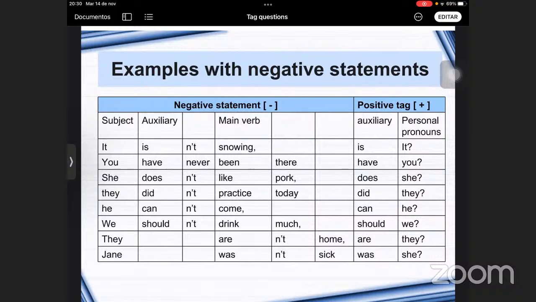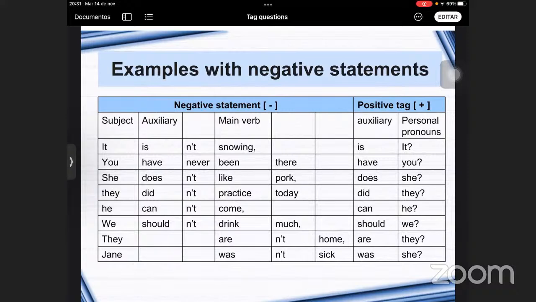You have never been there. Have you? Now you say, hey, teacher, but that's not negative. Yes, using "never" implies it's negative, okay? So, you have never been there, have you? She doesn't like pork, does she? They didn't practice today, did they? He can't come, can he? We shouldn't drink much, should we? They aren't home, are they?